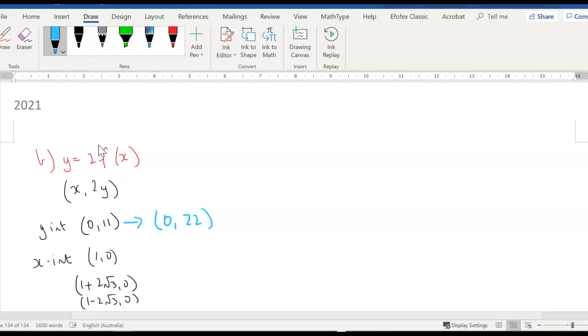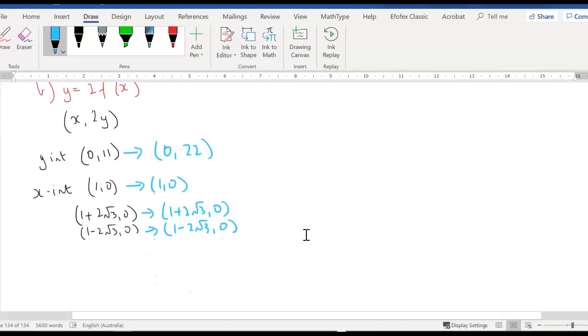All right, so we're going to change the y coordinate. So 2 times 0 is just 0. So you'll notice the y coordinates stay the same. It's still 0 because 0 times anything is 0. So your x-intercepts don't change. All right, but I'm just going to write them all down anyway. All right, so they haven't changed.